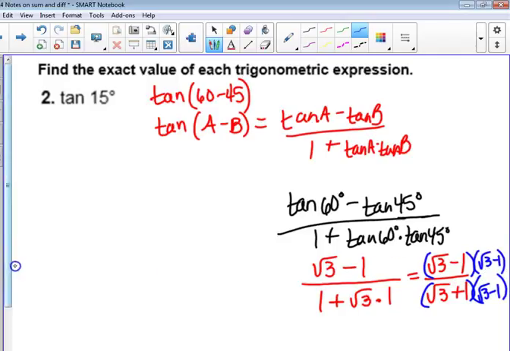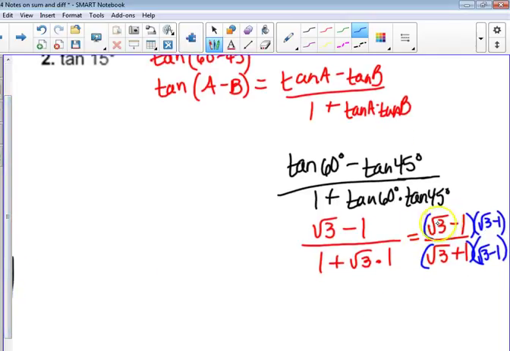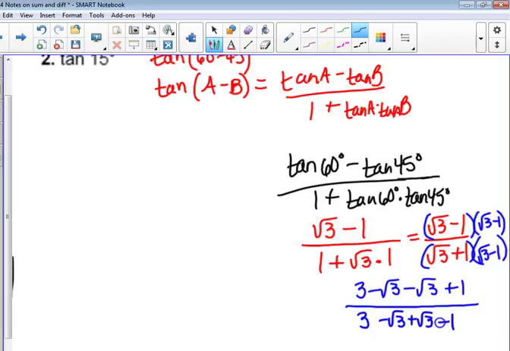Okay, I'm going to show all of my little steps here. Square root of 3 times square root of 3 is 3. Square root of 3 times negative 1 is a negative square root of 3. Negative 1 times square root of 3 is another negative square root of 3. Negative 1 times negative 1 is plus 1. In the denominator, square root of 3 times square root of 3 is 3. Square root of 3 times negative 1, square root of 3 times positive 1, and a negative 1. So the good news was down in the denominator, we just got a 2.